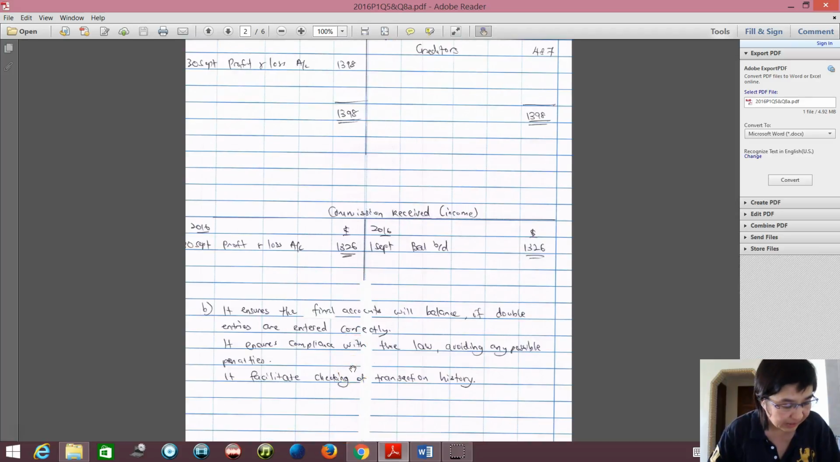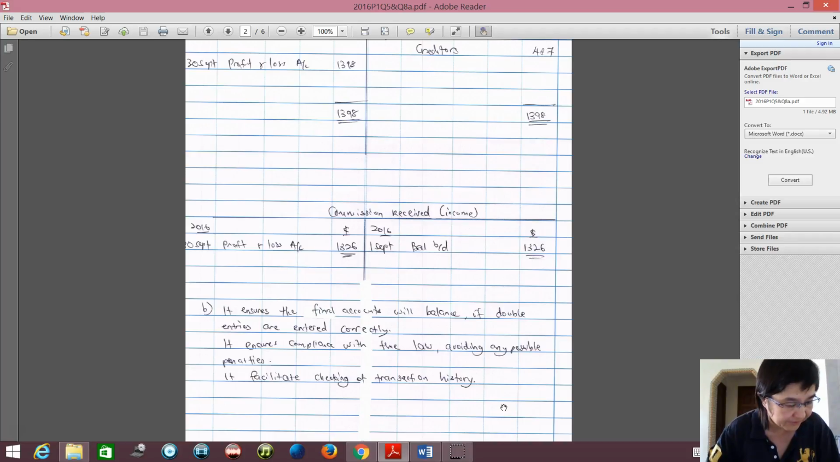So the B part: explain the usefulness of the double entry bookkeeping system when recording transactions into a manual accounting system. You can answer any logical question, it may not be the same as this, but this is one of the ways to answer.